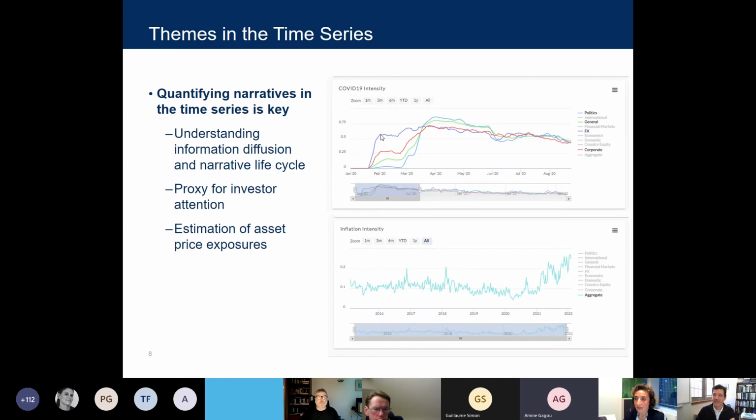The top line here is FX. These are the FX traders. They're talking about what's happening in financial markets. They were the first to talk about COVID-19. After that, you start seeing it in corporate communication. And only after that, you saw it in the general press. And even further after that, in politically based journals.